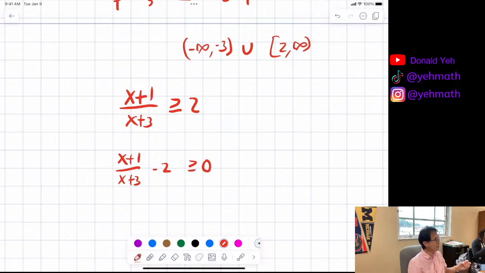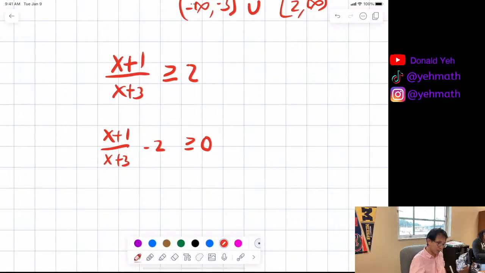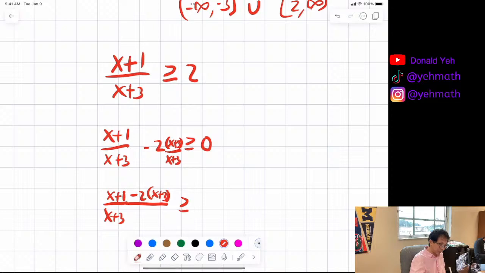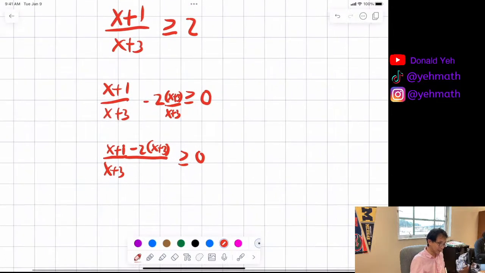The problem is they're not dividing, they're not multiplying, they're just subtracting 2. So what's a good way to make sure they are multiplied together? Yes. They have the same denominator. Awesome, so you're one step ahead. So that's going to be x plus 3 over x plus 3, because I can combine fractions, right? So that's going to be x plus 1, minus 2 times x plus 3, over x plus 3, greater than 0, because they have the same denominator, they can add the top.